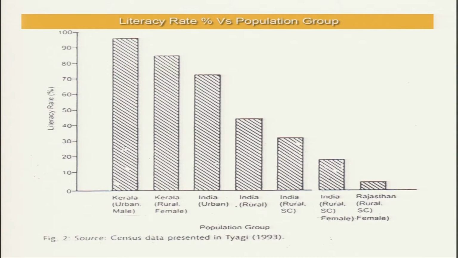It depends on where that person lives, whether she lives in an urban area or a rural area, which region she lives in, and what type of community she belongs to. All these factors greatly influence the possibility of being literate or illiterate. We will look at this figure now.